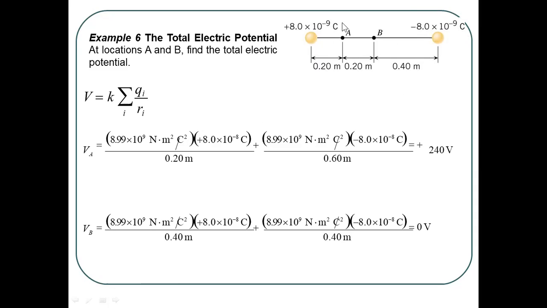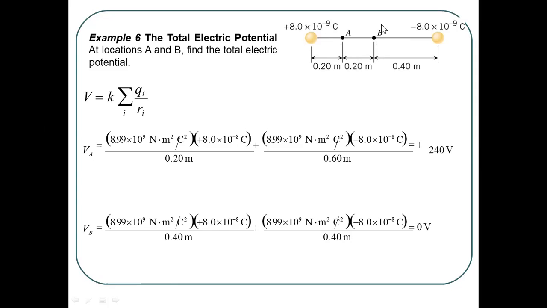Okay, multiply it with the Coulomb's constant, 8.99 times 10 raised to 9, all over the total distance here. So 0.20 plus 0.40 meters. So this gives us 0.6 meters for here. This is equal to positive 240 volts. Okay, that is the voltage at point A for both charges.